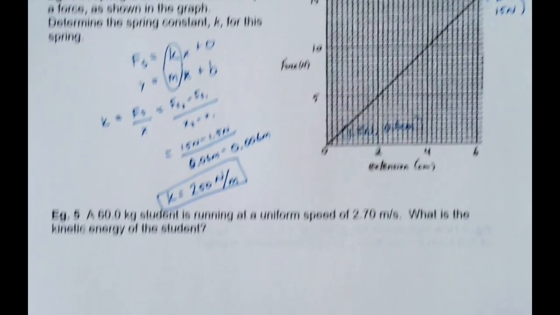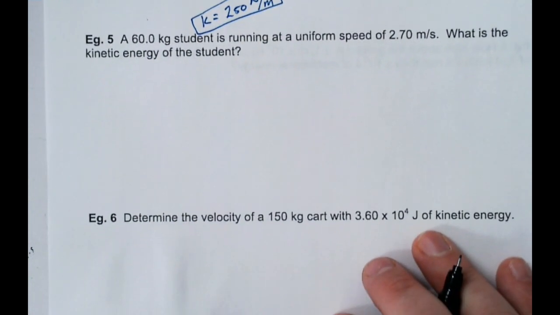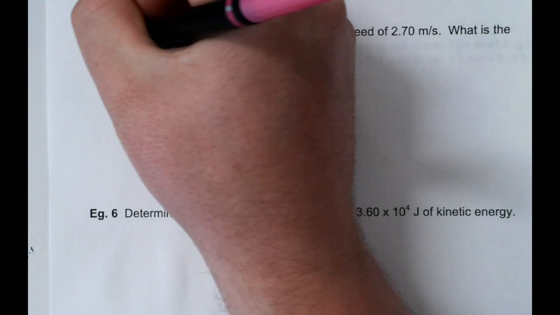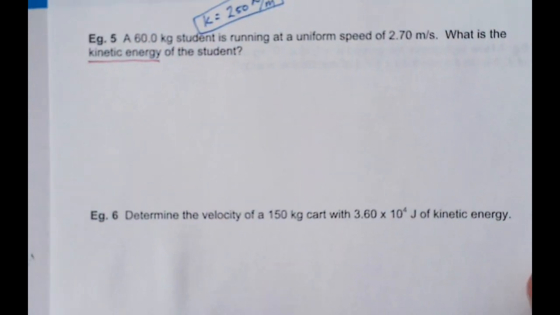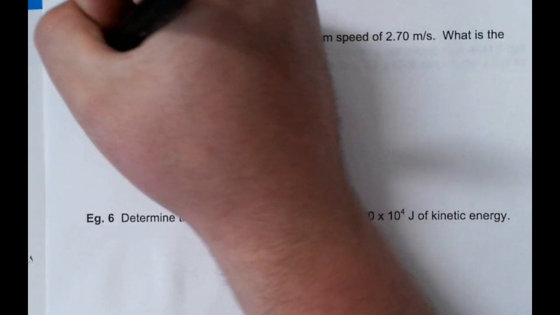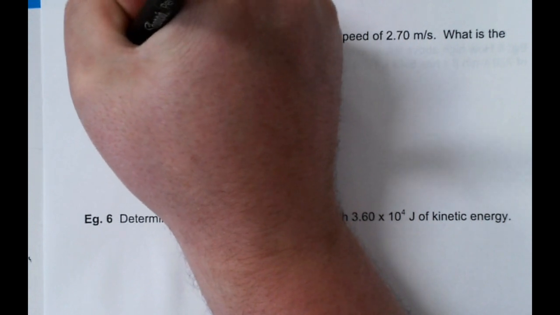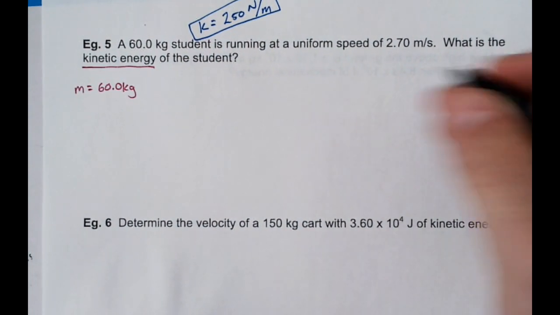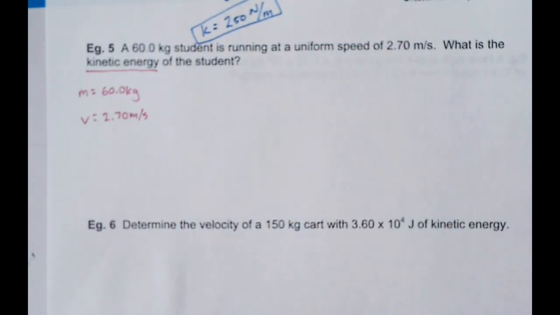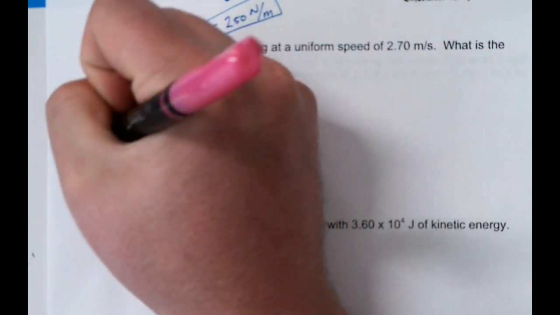Alright, in this next example, we have a 60 kilogram student running at a uniform speed of 2.70 meters per second. What is the kinetic energy of the student? So now we're working with kinetic energy as opposed to potential energy. Kinetic energy means that there is some type of speed or movement happening. So in this question, what we know is the mass of the student is 60 kilograms. The student is moving with a speed of 2.70 meters per second, and we want to determine what is the kinetic energy.